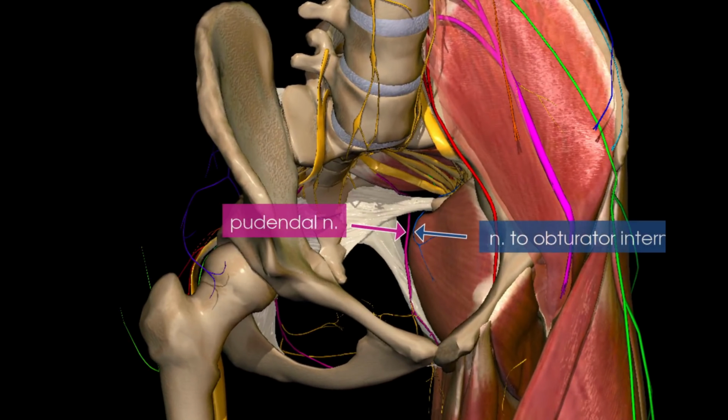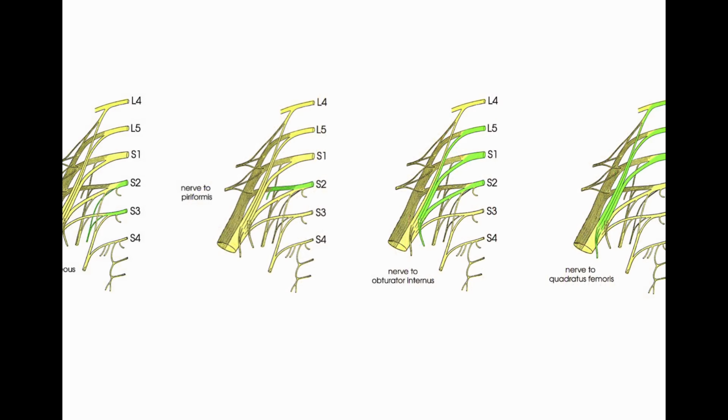In terms of motor function, the pudendal nerve innervates the skeletal muscles in the perineum, the external urethral sphincter, the external anal sphincter, and the levator ani muscle. In terms of its sensory function, it innervates the penis and the clitoris, and most of the skin of the perineum.